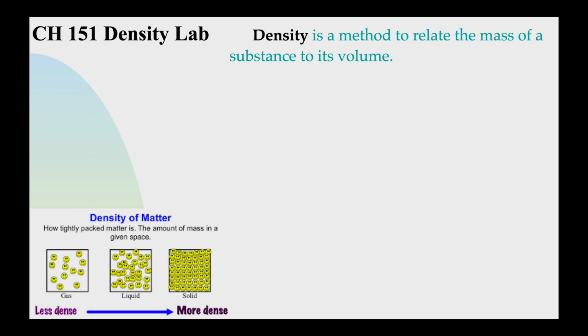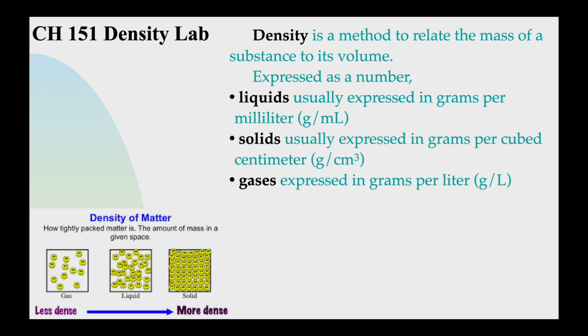So density is just a way, as I said earlier, to relate the mass of an object to the volume. All things have a density associated with them, and every substance is a little bit different, more or less. Density is just something expressed as a number. For liquids, it's usually represented as grams per milliliter. You can see the units there, grams per mL. That's what people usually use when they're talking about the density of a liquid.